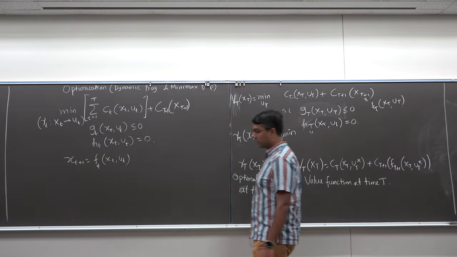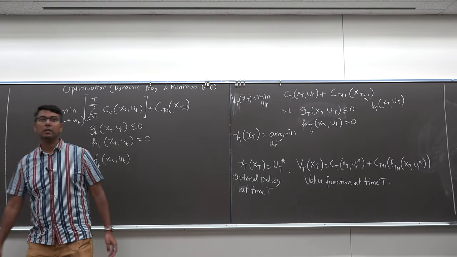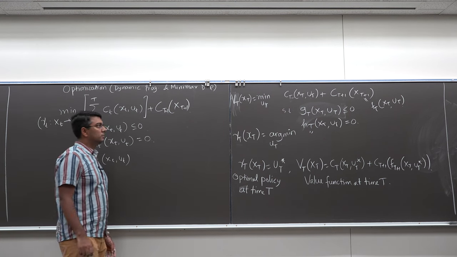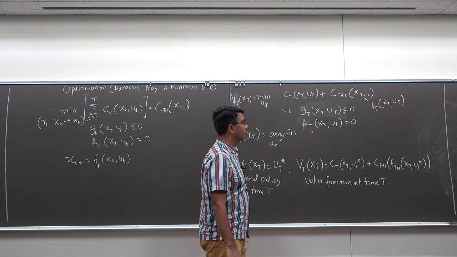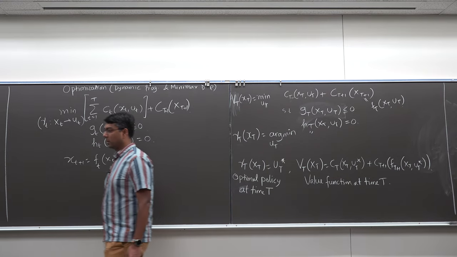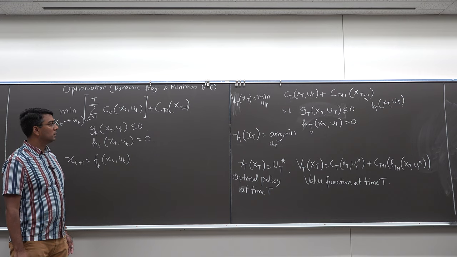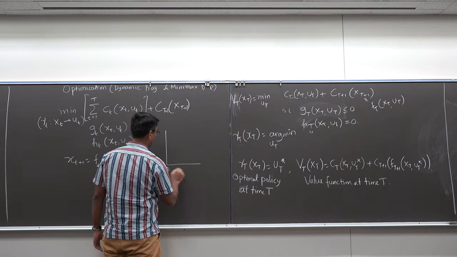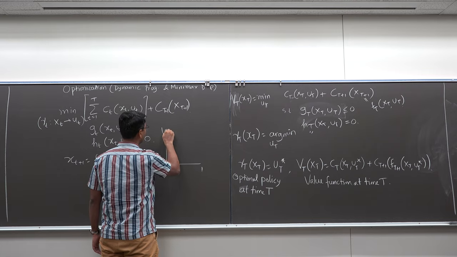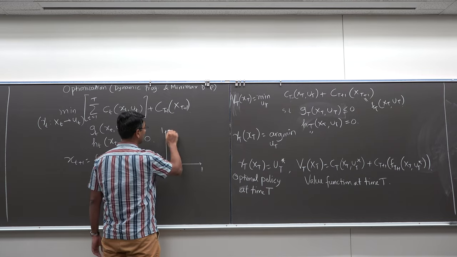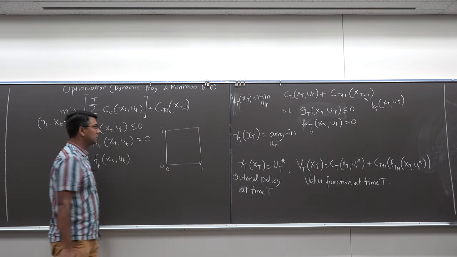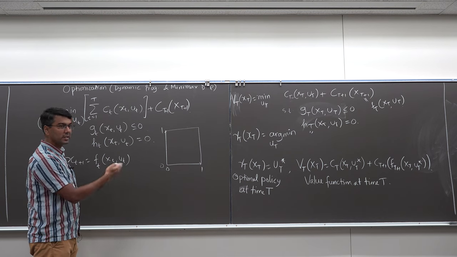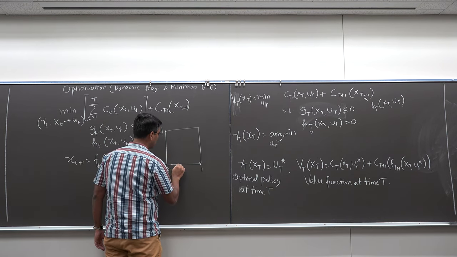How many times do you need to solve this problem at the terminal time step? I have to solve it for each value of X T. Suppose my state X T goes from 0 to 1 and 0 to 1. My X T could lie anywhere within this 0, 1 cross 0, 1. That's where my state could lie. Then I need to discretize the state space, so I'll pick points.